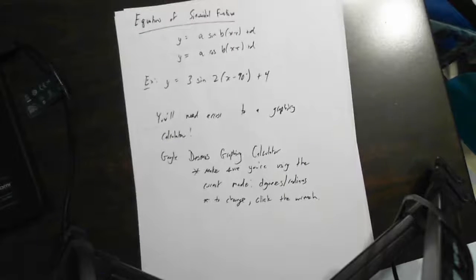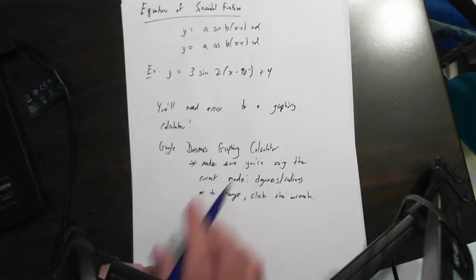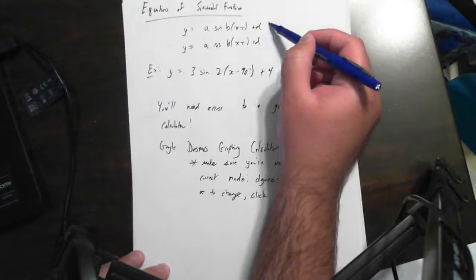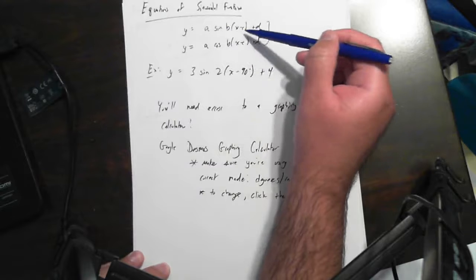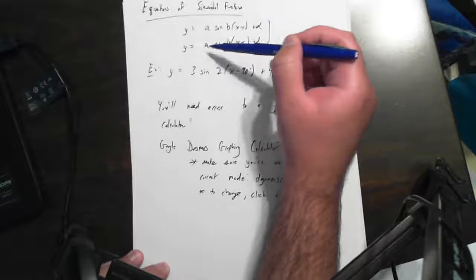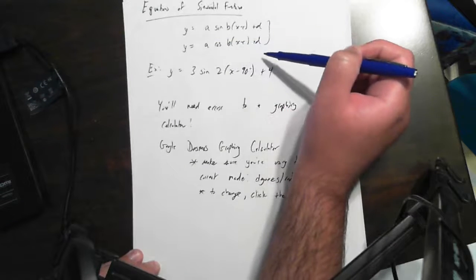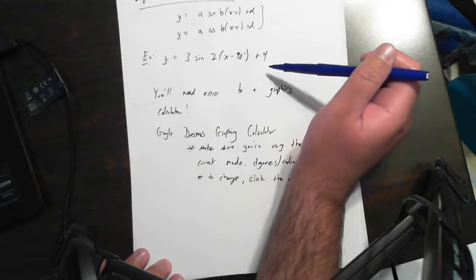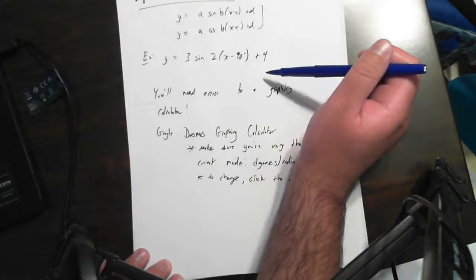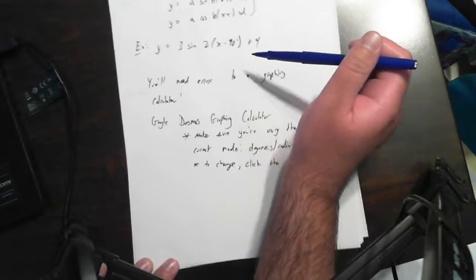Alright, so we're going to go ahead and look at the equations of sinusoidal functions. So the standard equation looks like these two forms here. y equals a sine(b(x minus c)) plus d, and y equals a cosine(b(x minus c)) plus d. Okay? So an example of a sinusoidal function might be y equals 3 times the sine of 2(x minus 90) plus 4.